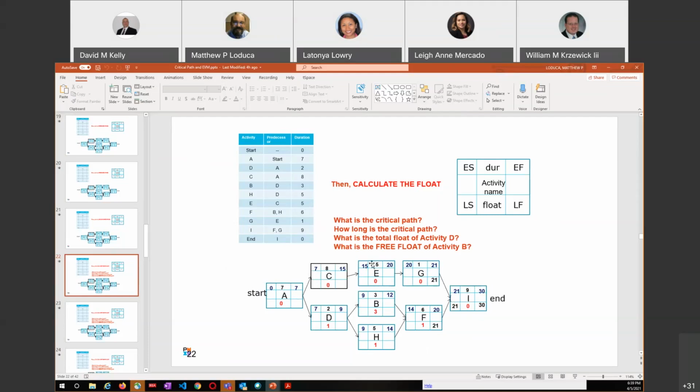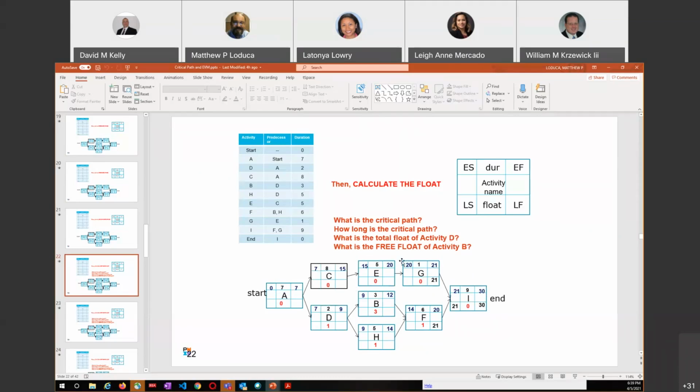But even without the zeros, you can add up your paths. 7 plus 8 plus 5 plus 1 plus 9 gives you 30. Then 7 plus 2 plus 3 plus 6 plus 9 gives you something less than 30, and 7 plus 2 plus 5 plus 6 plus 9 gives you something less than 30. So this is the longest path through, which was 30. I'm just guessing that those add up that way because that's what it's got there, but you can calculate that right out of the gate. And how long is the critical path? It's 30. We knew that because we counted that all up.